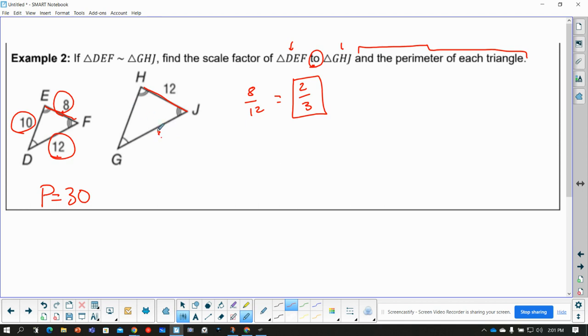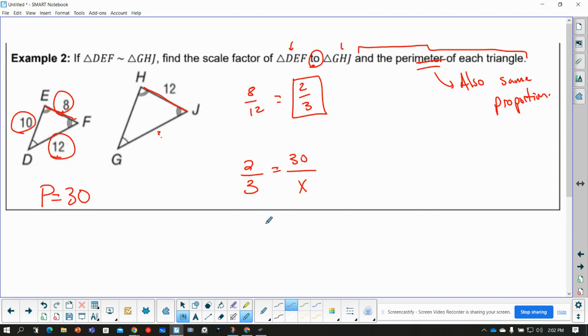You can skip finding each of these individually and adding them up by just saying the perimeters are also proportional, in the same proportion. I know the scale factor is 2 to 3, and the perimeter of the small one is 30. If I put X to represent the perimeter of the large one, with small on top and large on the bottom, and cross multiply, this will give me my answer.